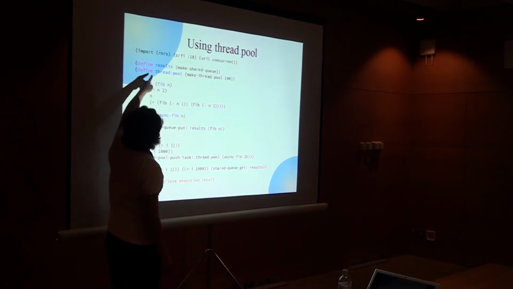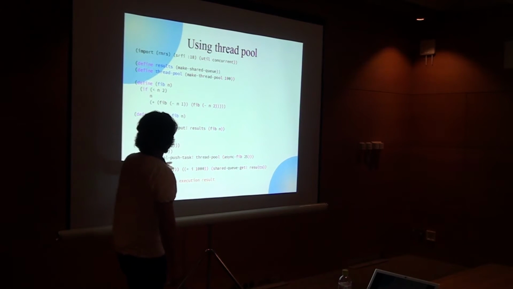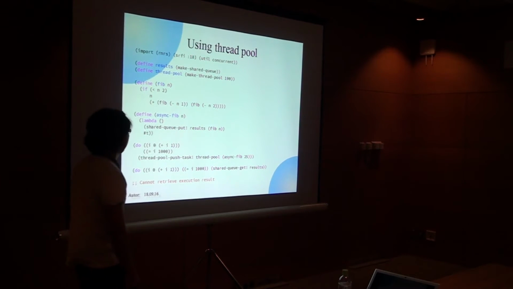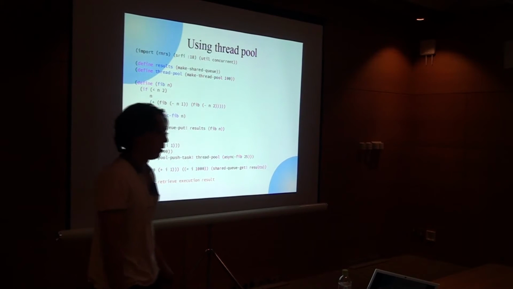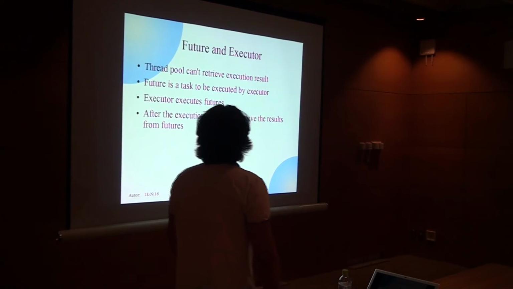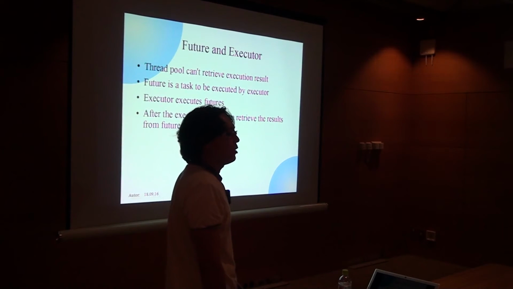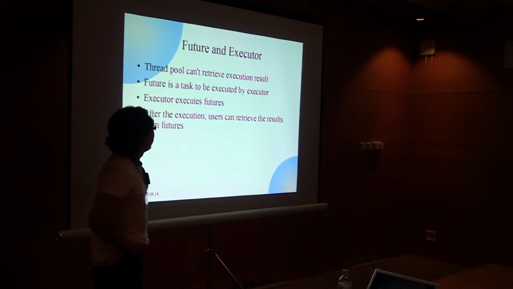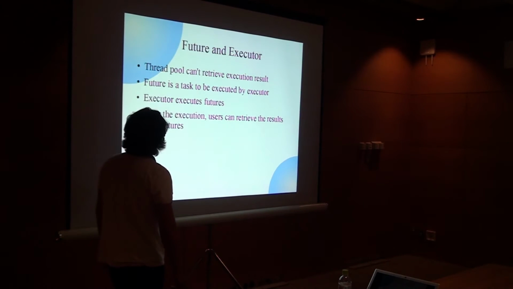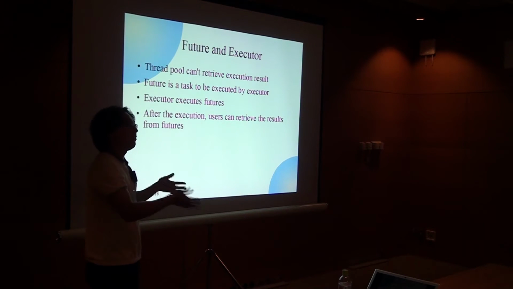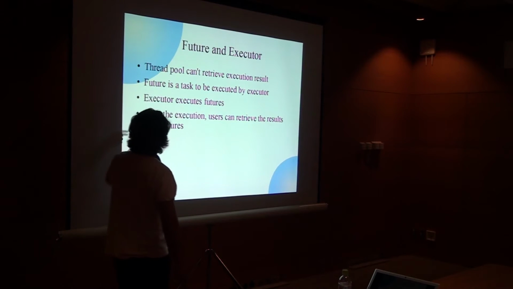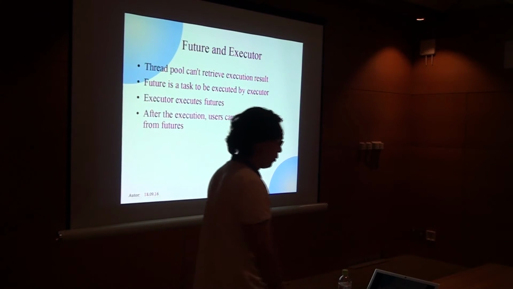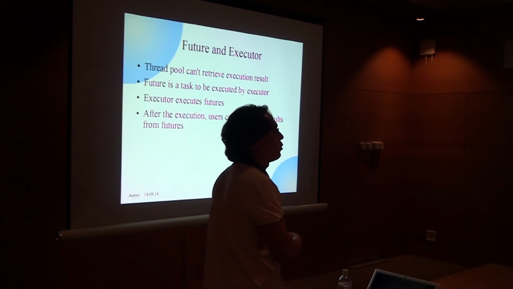If you use the thread pool, just create one, and push a task into the thread pool, then get the result. Well, since we reuse the thread, we cannot get the execution result. So there are futures and executors. This is inspired by Java, JSR, I forgot the number, something, 180, I forgot. This is because the thread pool cannot retrieve the execution result, as I told. A future is basically a task, but it can retrieve the result of the thread execution. And the executor executes the futures. Then after the execution, users can retrieve the result from the futures. So in that case, you need to store the future somewhere.